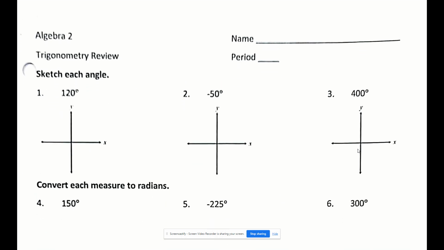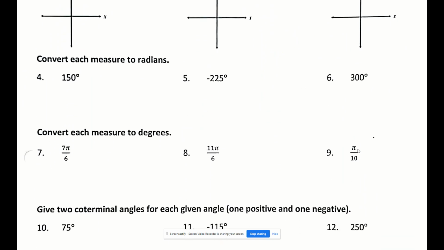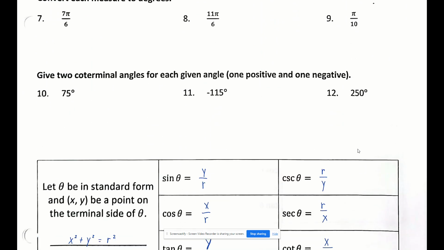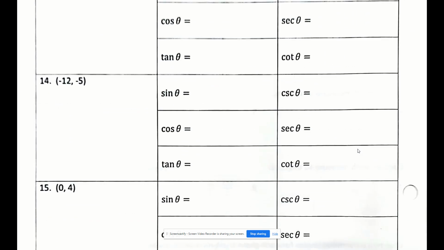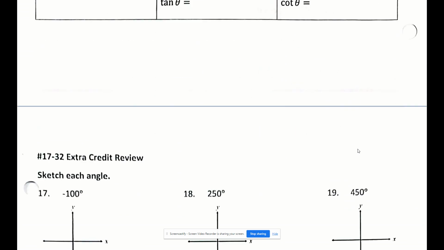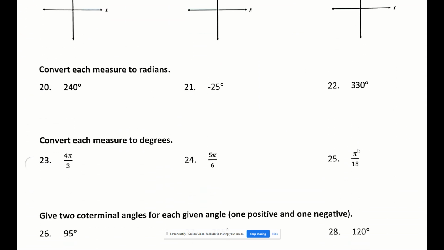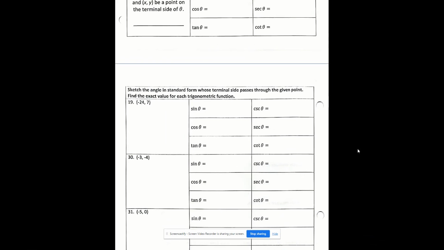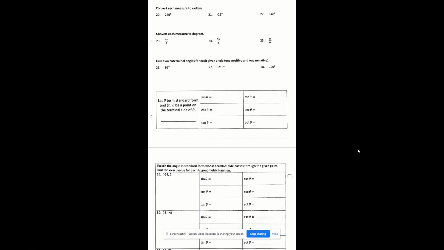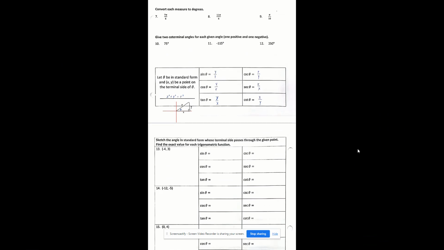Here it is. All of this is really simple. This is what it's talking about. It's what we just did. Remember, let theta be in standard form and x, y be a point on the terminal side. That's what we just did. So that's what you're going to apply on the back. And it's really 2 pages, mainly to get your extra practice in case you needed it. So no excuses for y'all not to work on this. No excuses not to get this done.